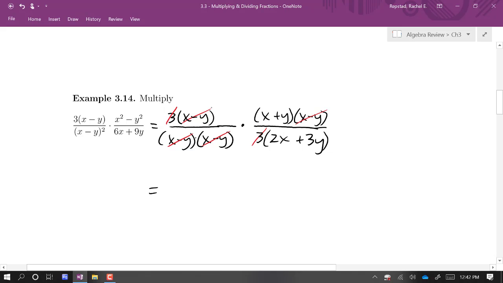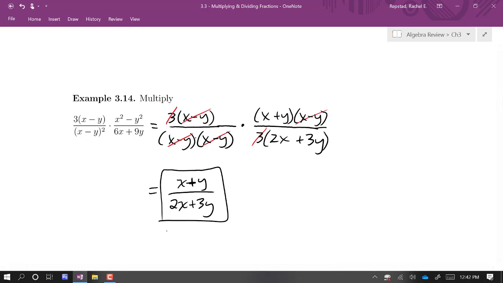So simplifying this, we're left with x plus y up top. In the bottom, we've got 2x plus 3y. And that's as far as we can go. We can't cancel over addition. So since there are no more common factors, this is as simple as it gets.